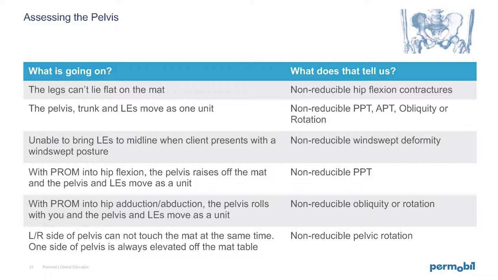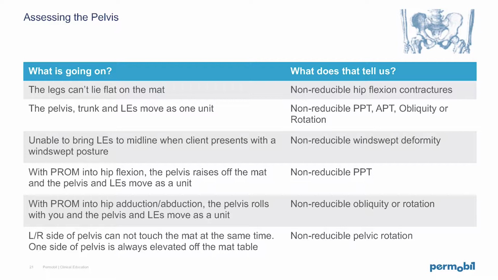And so with passive range of motion into hip flexion, let's say, a normal reaction would be that as you raise the leg into hip flexion, the pelvis should stay flat on the mat. If, however, when you go into the passive range of motion of hip flexion, the pelvis also raises up and curls up with it off the mat table, and you're unable to disassociate, again, the movement of the hip and the pelvis, then you know for sure you're dealing with a non-reducible posterior pelvic tilt.